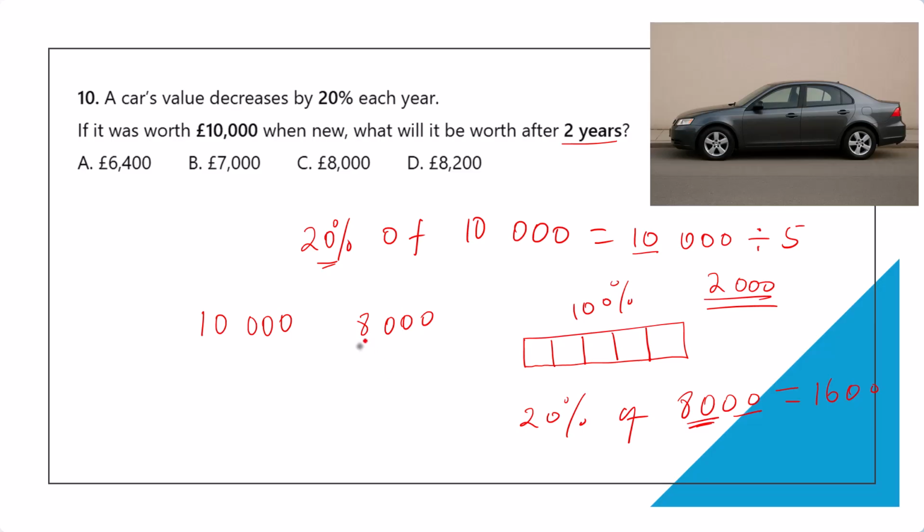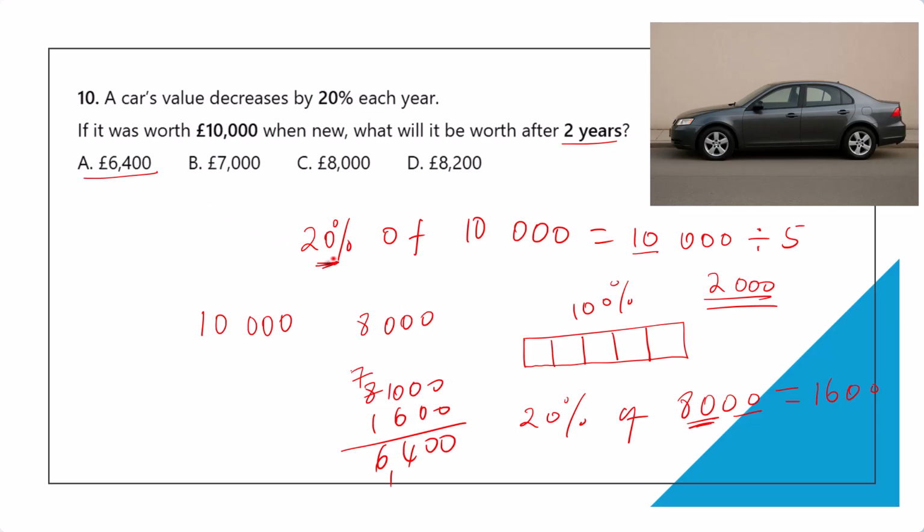So we're going to need to take away 1,600 from this. So you're going to do 8,000, and we're going to take away 1,600. So you have 0, 0. And then you have 7. Put 1 there. And then you have 7 there. So that's going to be 4. And that's going to be 6. So the car now is 6,400.